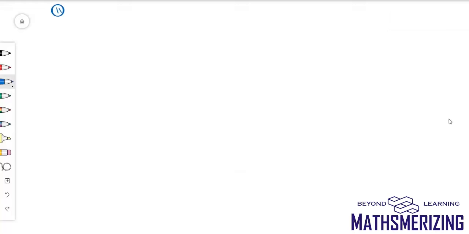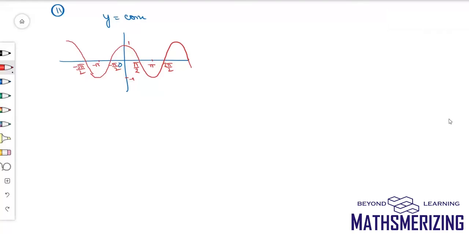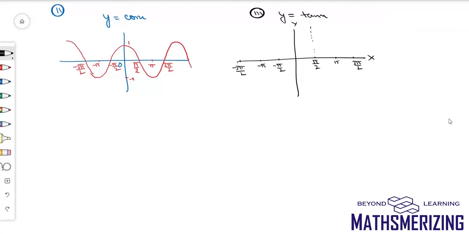So next we'll take the graph of cos x. Y equals cos x. So that's the graph of y equals cos x. Now the graph of y equals tan x. For tan x, I'll draw the x-axis and the y-axis, and then I'll draw asymptotes at odd multiples of pi by 2. So I'll draw these dotted vertical lines at odd multiples of pi by 2. So now I'll draw the graph of tan x. So that is the graph of tan x.